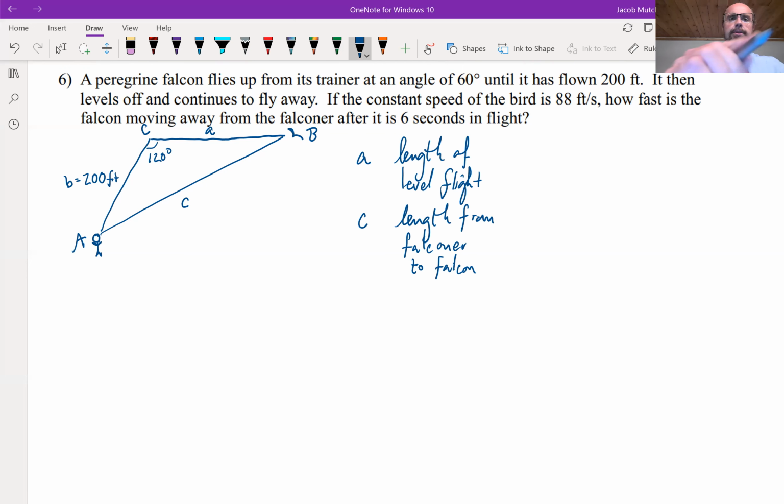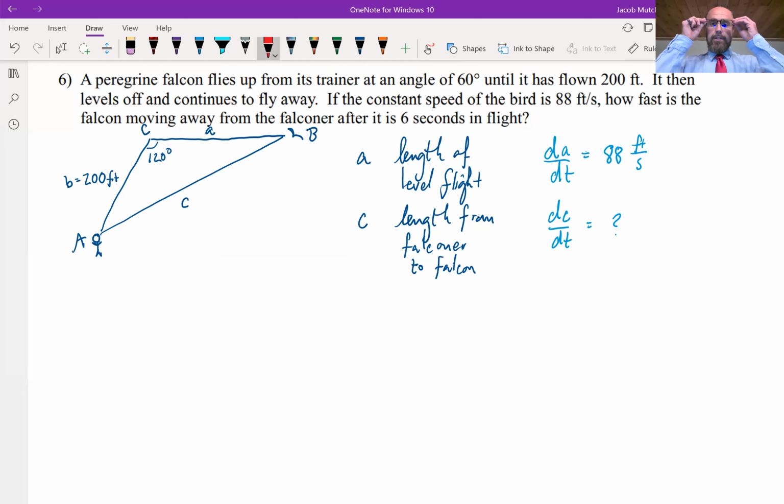Now, that brings me to our rates that we're interested in. So definitely I'm interested in dA/dt, and that's going to be dependent on the speed of the bird. Well, we're told that that is 88 feet per second constantly. We're also interested in dC/dt, and as we saw in the question already, that's what we're trying to find. What's the rate of change of the distance from the falconer to the falcon at specifically 6 seconds? So we do have a time that's given at 6 seconds.